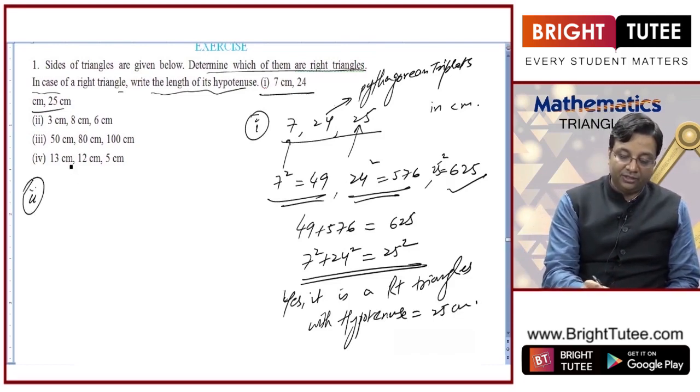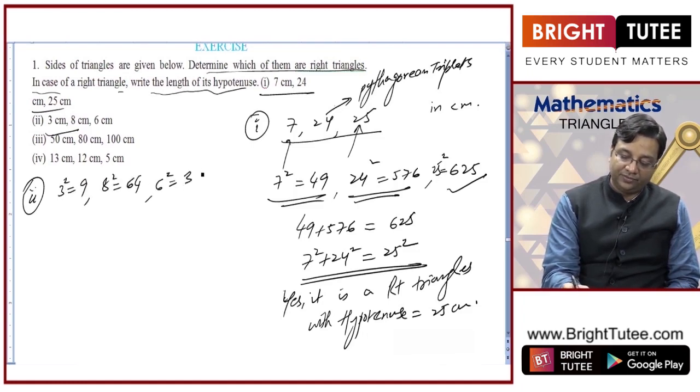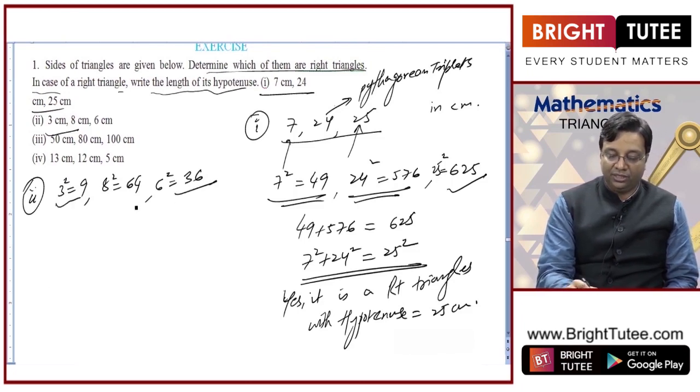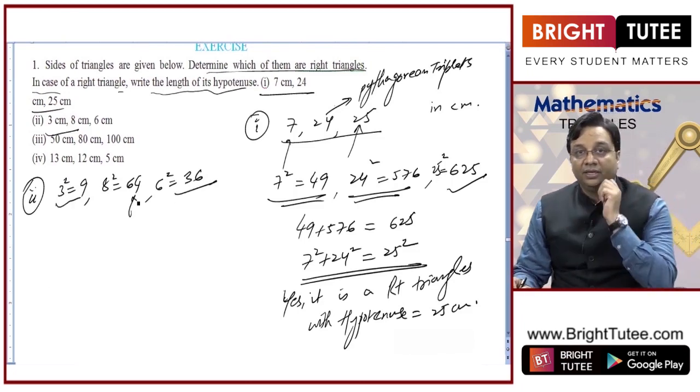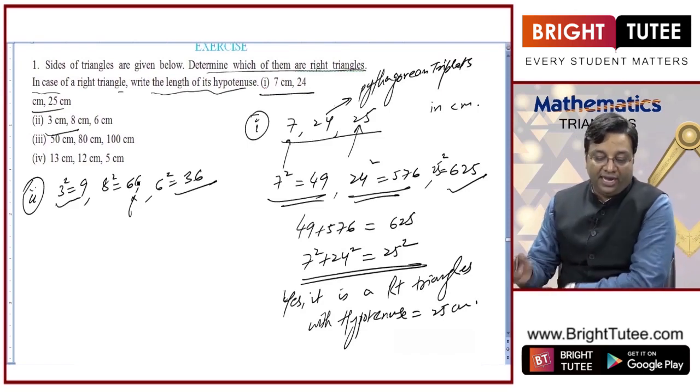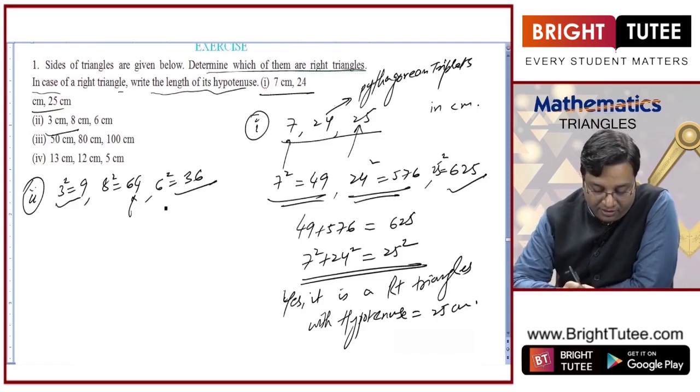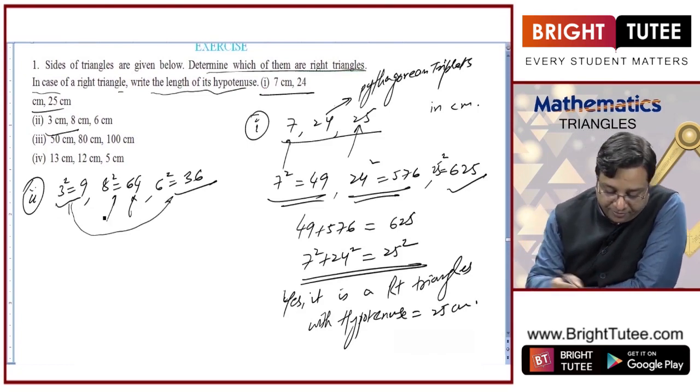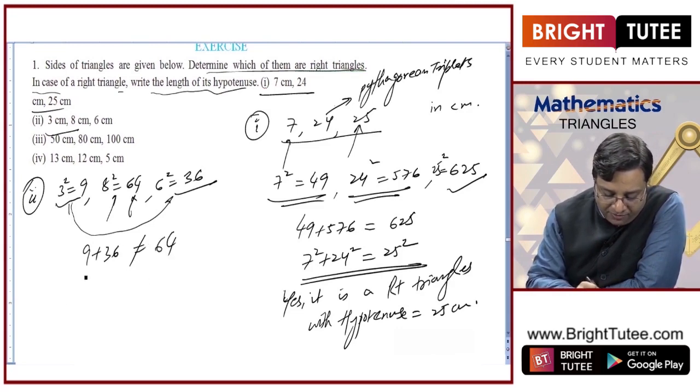Similarly, you can check the next one. 3 squared is 9, 8 squared is 64, 6 squared is 36. So, if I add these two, I won't get this. So, you just have to add the smaller sides, and see whether their sum of squares becomes the square of the biggest side. So, in this case 9 plus 36 is obviously not equal to 64. So, it is not a right triangle.